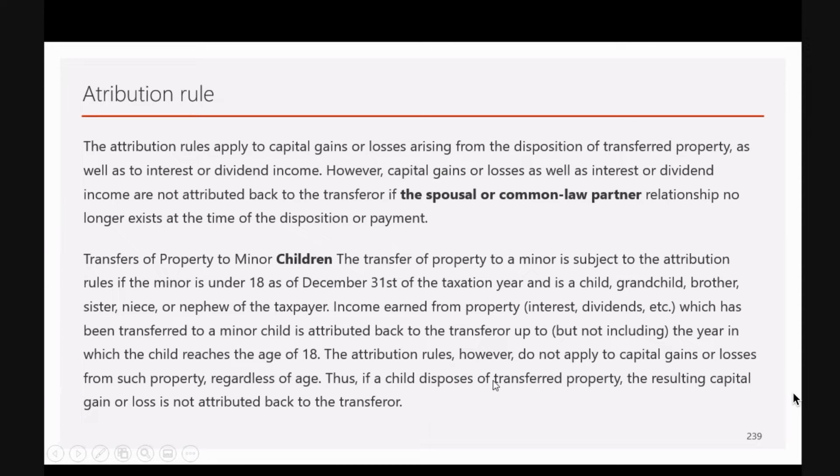Yes, ma'am. Yeah, so that's different. If the high income person attributes to the minor children, they got the capital for the stock, the capital gain or loss is not attributed back to the transferor. So that's a special rule for the capital gain. I think it's only for stock. You cannot put the real estate on the children under 18, right?